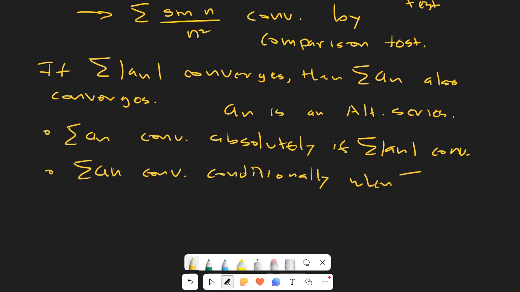So we'll say that when the series of a_n converges, but the series of the absolute value of a_n diverges, what we're saying here is that it's conditionally convergent when the series under the absolute value diverges, but the alternating series converges. Okay, that's kind of interesting, actually.